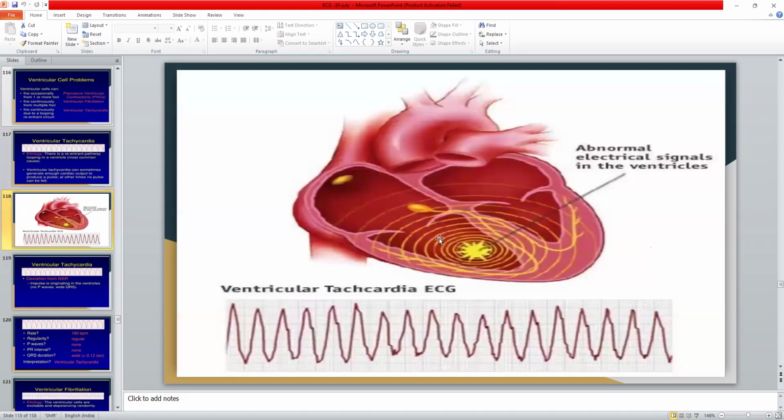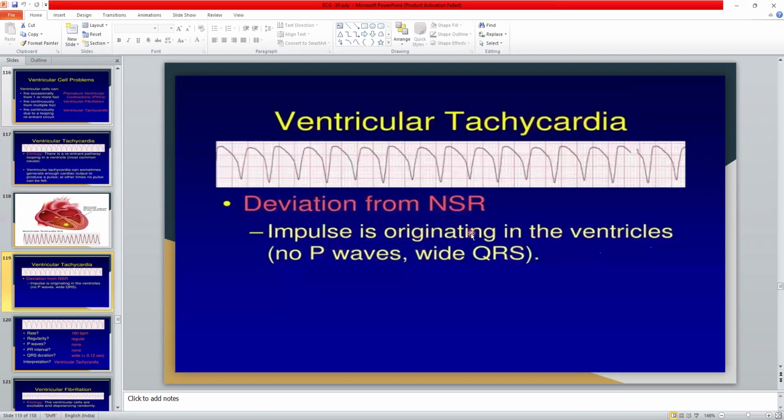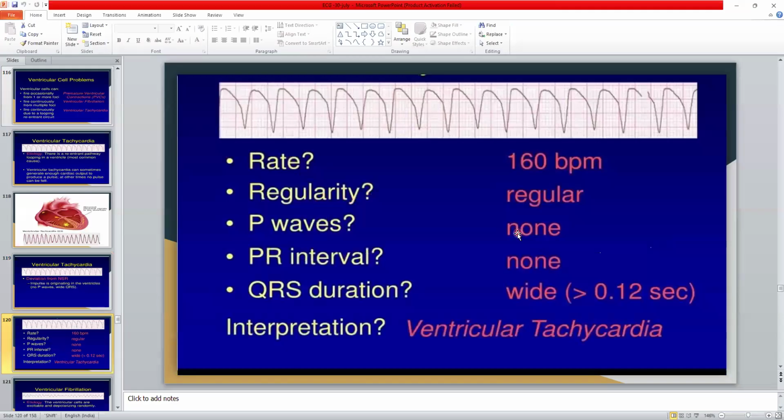This is the slide showing you, as I told you, the looping reentrant wavelets. So, how is it deviated from the normal sinus rhythm? Here, there are no P waves, only the wide QRS complexes. So, the impulses are originating only from the ventricles.